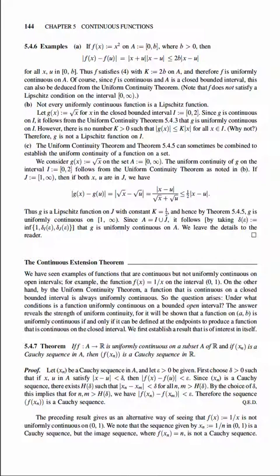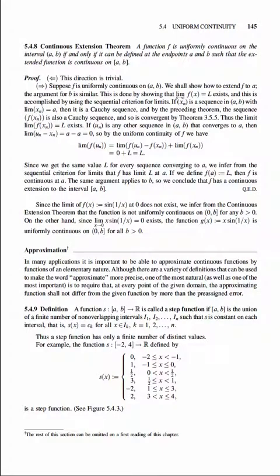So with that in mind, we have a theorem here which we're going to use in that proof, which is interesting. And then we present and prove the continuous extension theorem, which is what I just stated. A function f is uniformly continuous on the open interval a to b, if and only if it can be defined at the endpoints a and b in a way that the extended function is continuous on the closed bounded interval. So make sure you understand that.